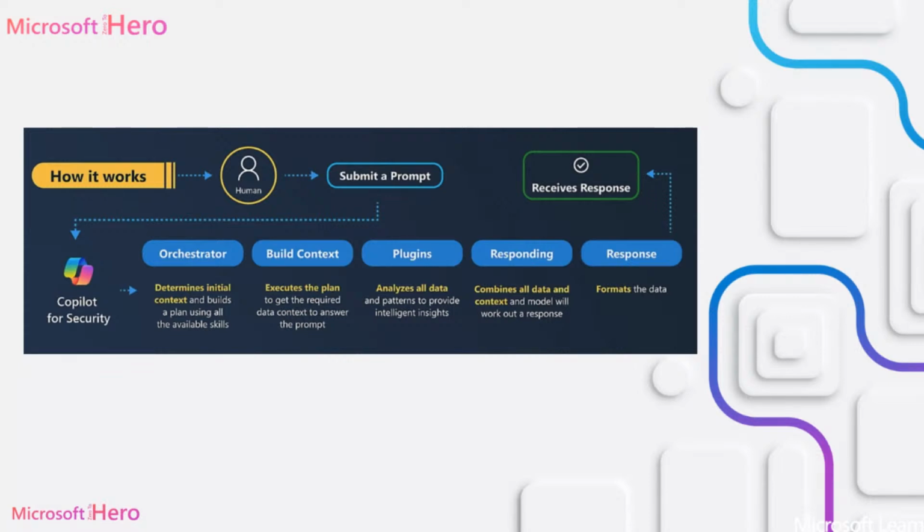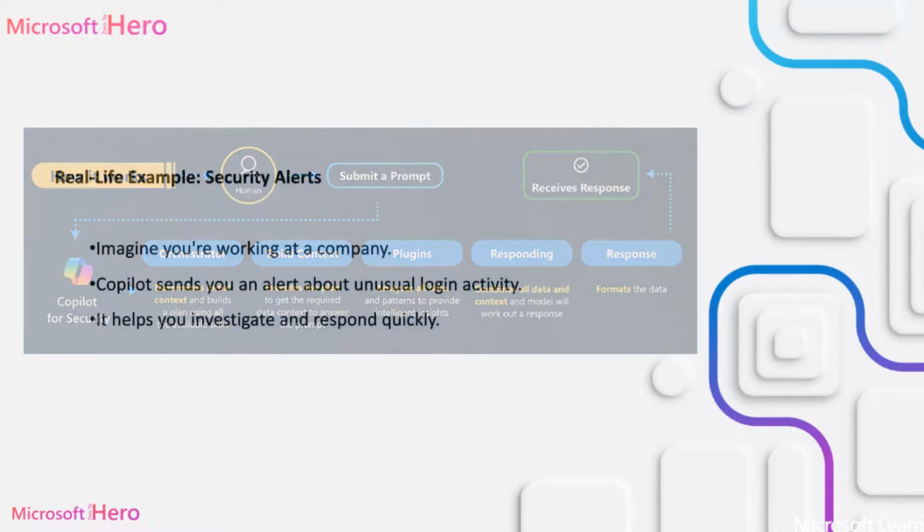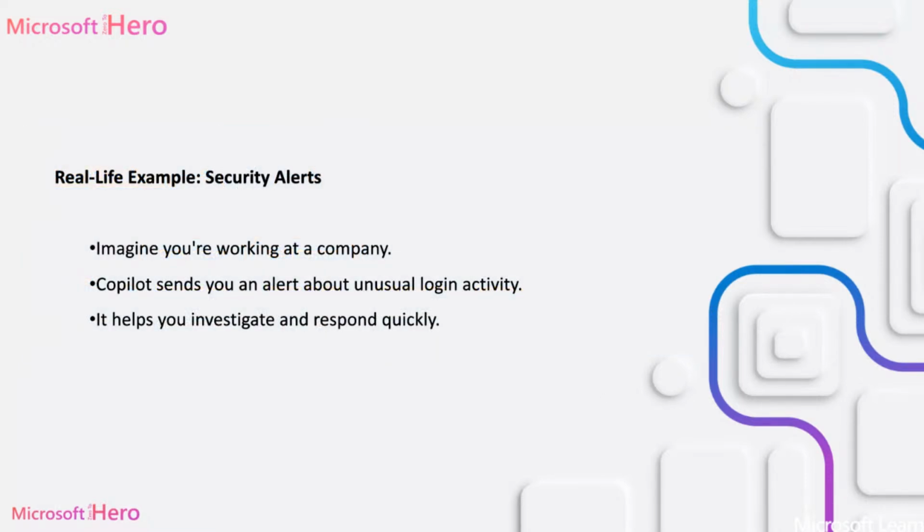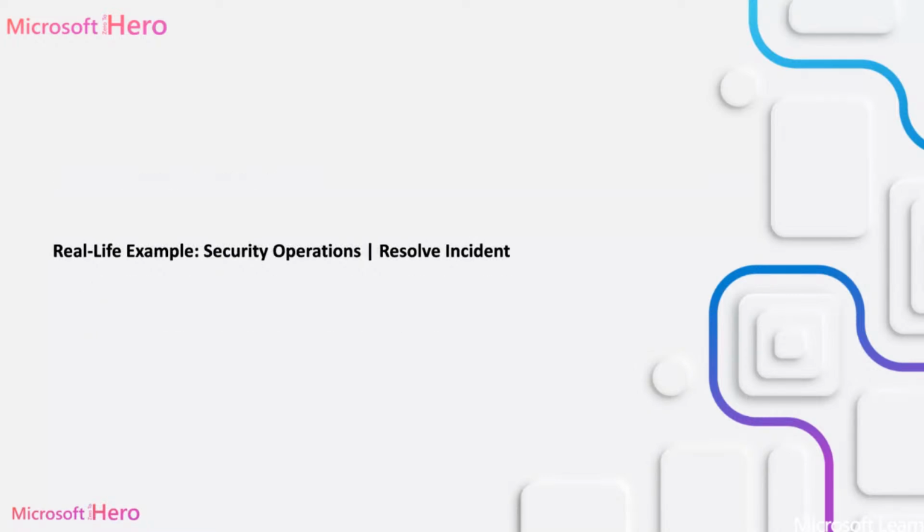In the following slides, I have some demos of real-life examples you can watch. Imagine you are working at a company and Security Copilot sends you an alert that someone is trying to log in from a strange location. It helps you check if it's a real threat and shows you how to respond quickly to this alert. The first example is a security operations scenario: resolving an incident. I want to show you.